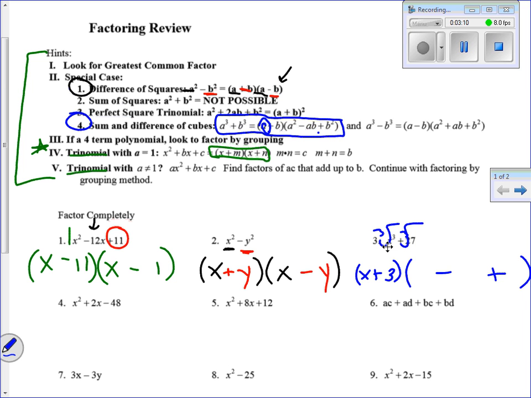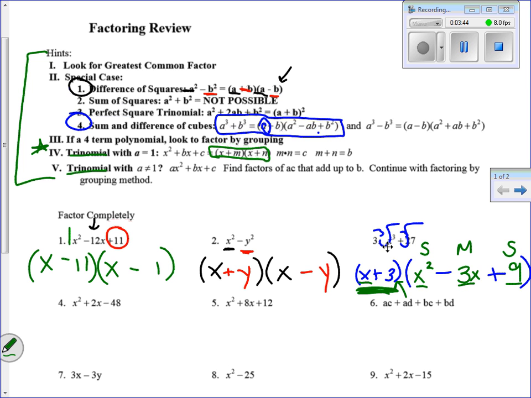Now, I know how to get these numbers that go here. I'm going to take the numbers from my first parenthesis. I'm going to square the first one. So x squared is going to go here. Then I'm going to multiply these 2 numbers together. 3 times x is 3x, that goes right there. And then I'm going to square the last number. 3 squared gives me 9, and that's your final answer.